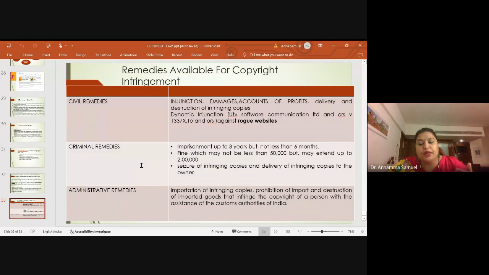Infringement is punishable with imprisonment of up to 3 years, but not less than 6 months. The fine may not be less than 50,000, but may extend to 2 lakhs. Then seizure of the infringing copies and delivering the infringing copies to the owner are also remedies available.